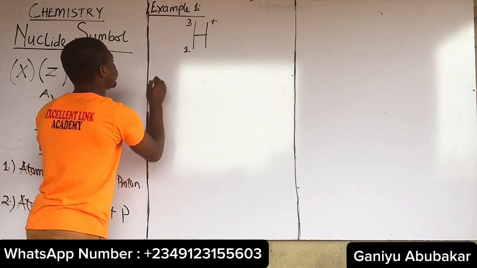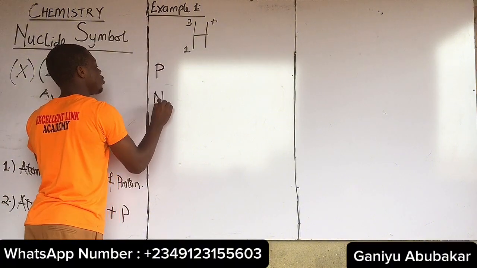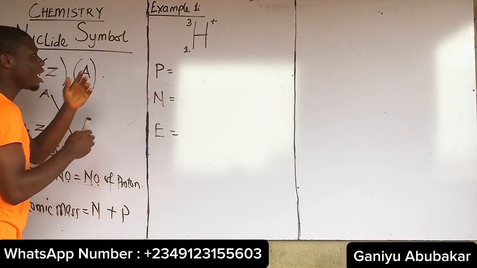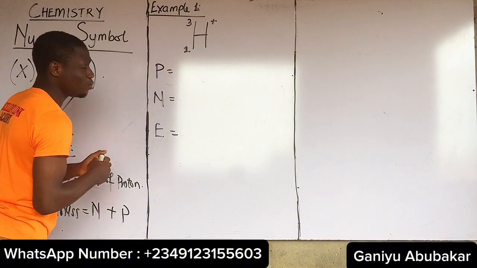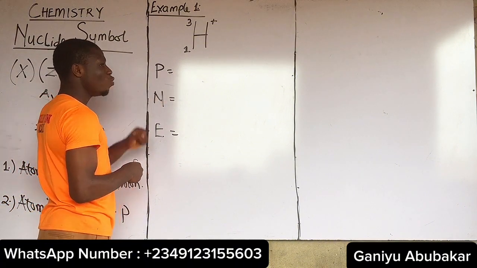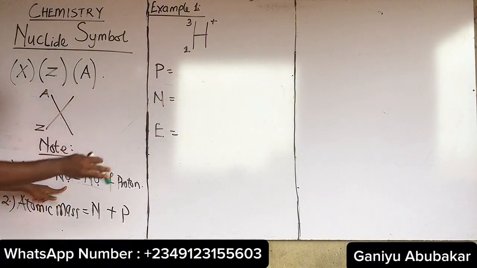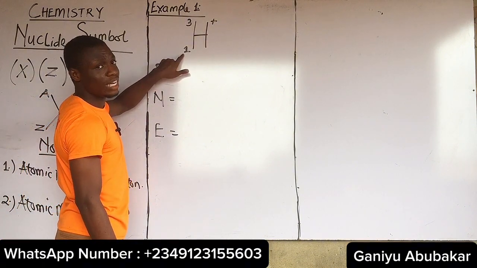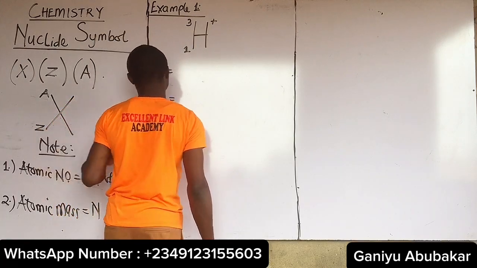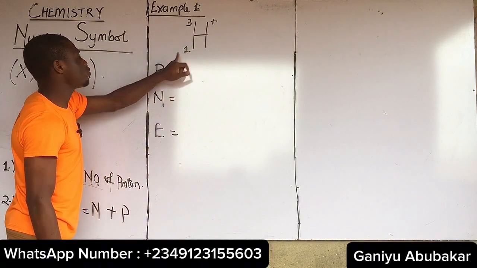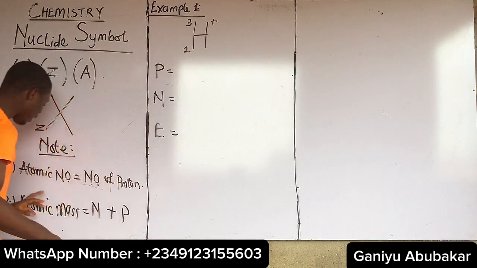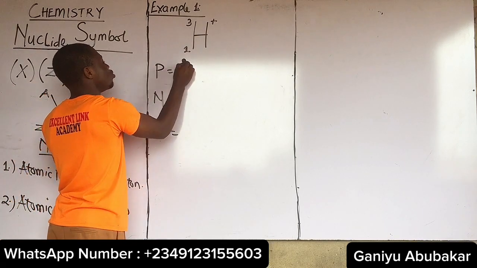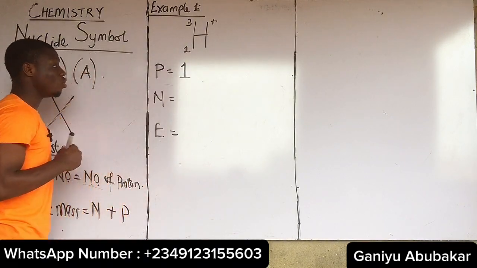Let's get the number of protons, neutrons, and electrons in this nuclide symbol. First, let's get the proton: the atomic number is equal to the number of protons. The atomic number here is Z, which is 1. So the proton is also 1. If the atomic number is 1, it means the proton is 1. We are done.